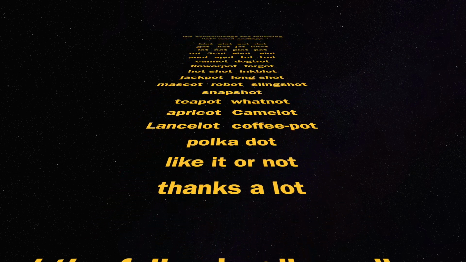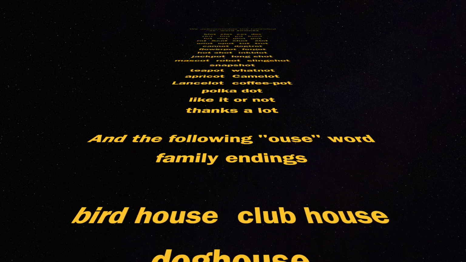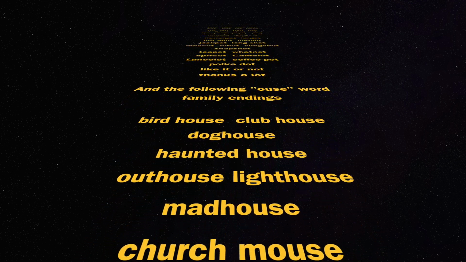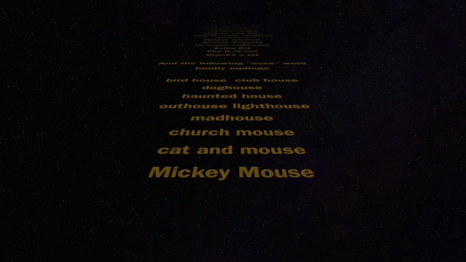Hey, did you say snot? That was good. And the following ouse word family endings. Birdhouse, clubhouse, doghouse, haunted house, outhouse, ooh, that stinks, lighthouse, there's a lot of houses here, a madhouse, it's crazy around here, church mouse, cat and mouse, Mickey Mouse.